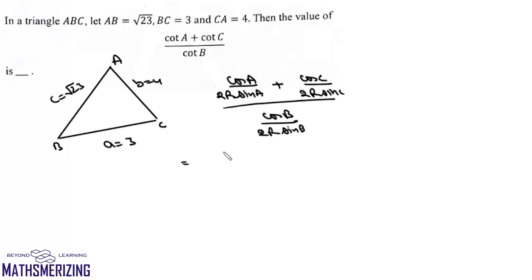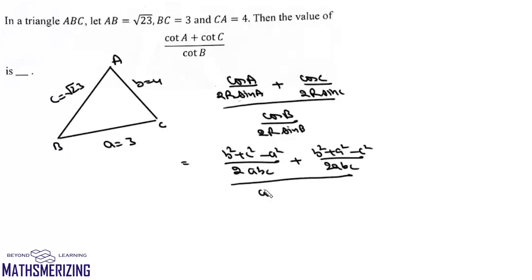Now cos A is (b square plus c square minus a square) upon 2bc. Now 2r sin A is a, so it will be 2abc, and here it will be (b square plus a square minus c square) upon 2abc, and here it will be (a square plus c square minus b square) upon 2abc. Now this 2abc will cancel. So now here this a square will cancel and c square will also cancel. So we'll get this as 2b square upon (a square plus c square minus b square).